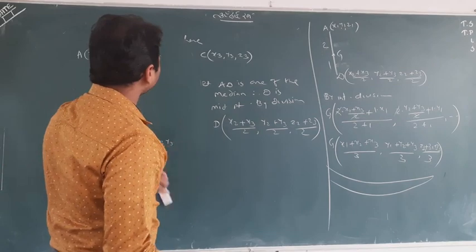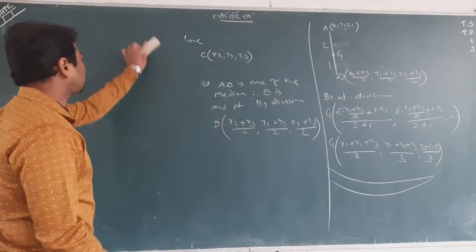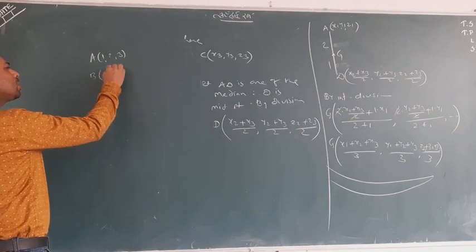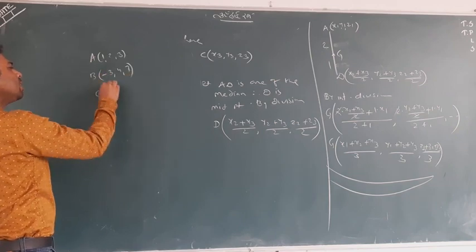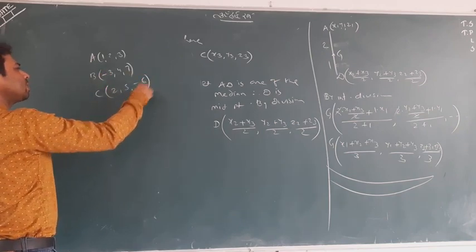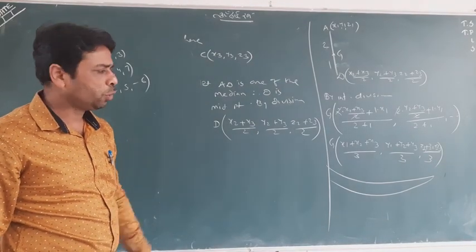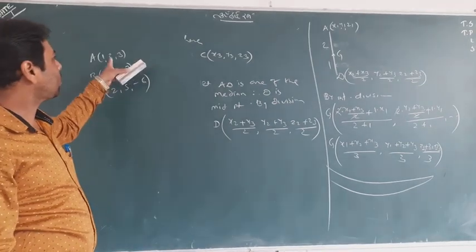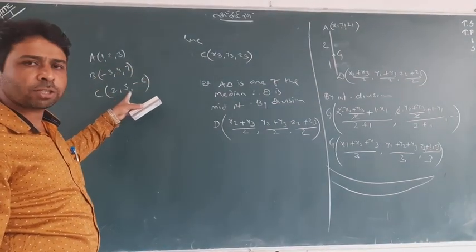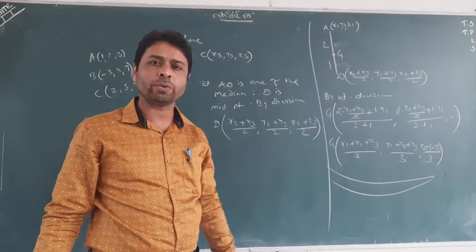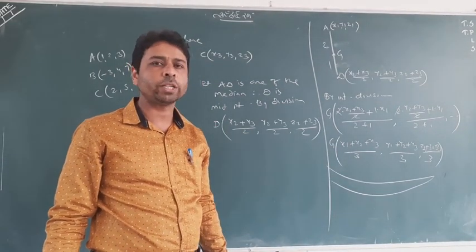Now let me tell you one thing. Suppose I have given A as 1, 2, 3, B as minus 3, 4, 7, C as 2, 5, 6. And if you are told to find the centroid of triangle ABC, you use the formula for x1 y1 z1, x2 y2 z2, x3 y3 z3. You can use this formula and get your answer. This will be the coordinates of the centroid.